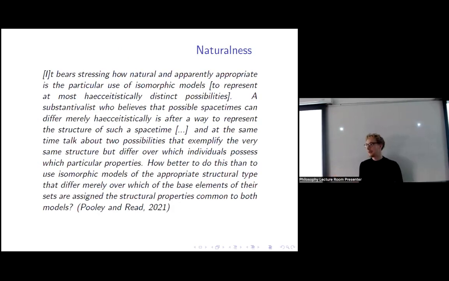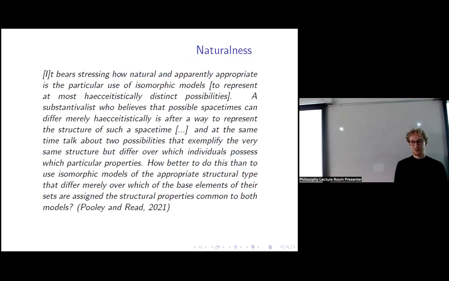So in their paper, Pooley and Read say this: "It bears stressing how natural and apparently appropriate is the particular use of isomorphic models to represent at most haecceitistically distinct possibilities. A substantivalist who believes that possible spacetimes can differ merely haecceitistically is after a way to represent the structure of such a spacetime, and at the same time talk about two possibilities that exemplify the very same structure, but differ over which individuals possess which particular properties. How better to do this than to use isomorphic models of the appropriate structural type that differ merely over which of the base elements of their sets are assigned to structural properties common to both models?"